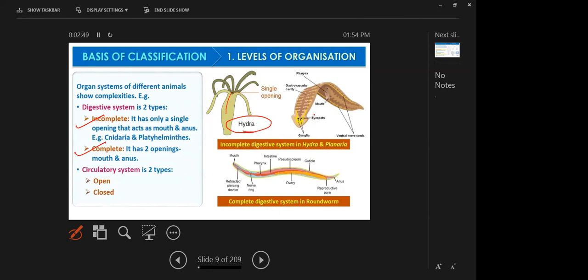So, closed system of incomplete and complete. Incomplete means there is a single opening, and here what is this? Planaria. Planaria are flatworms, platyhelminthes. We are going to take up each of these groups, do not worry. It has two openings, that is mouth and anus, but the digestive system is incomplete. Why? Because all of them are platyhelminthes.